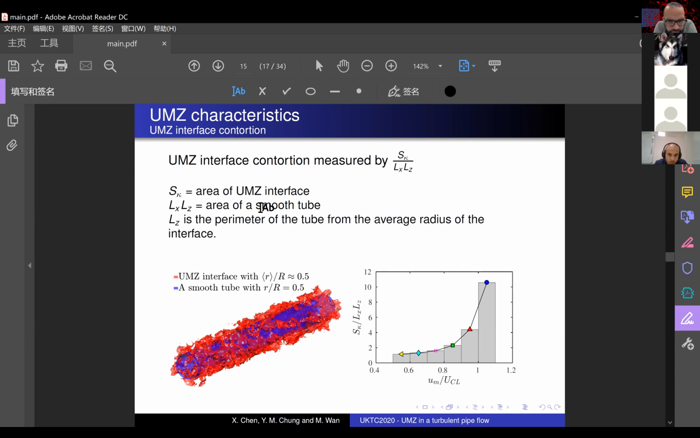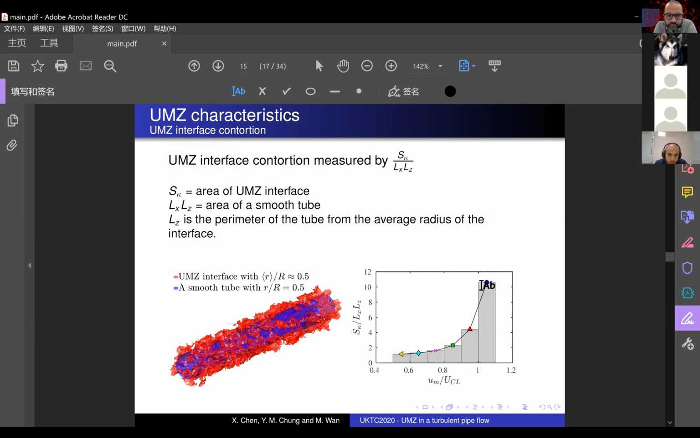First we look at the contortion of the zone interface. We measure the 3-dimensional contortion of the interface by measuring the ratio of the surface area of the contorted interface in red to the area of a smooth reference tube with no contortion. The tube's radius is the average radius of the contorted interface it is compared with. The interface is less contorted near the wall, in the last group. Starting from this group, the contortion grows exponentially towards the pipe center, and it is almost more than 10 times more contorted than its reference tube's area.